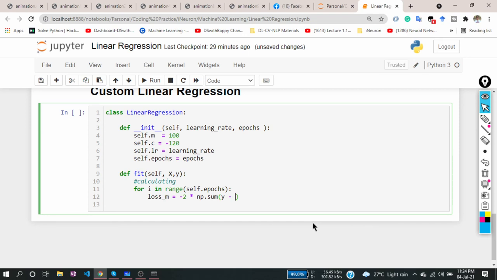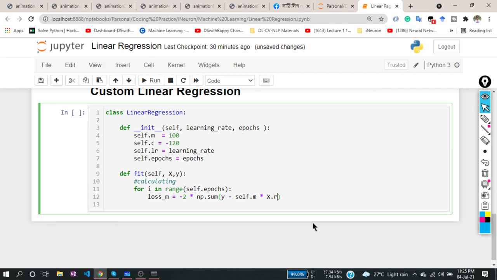So this is my actual value. Now from the actual value we will subtract our prediction value, right? What is the prediction value? It is self.m into x, because y is equal to mx. This is the formula. So m times x, because x is our input, right?